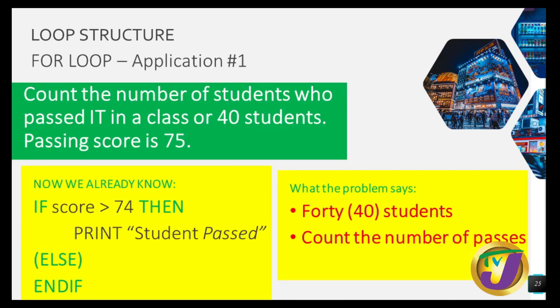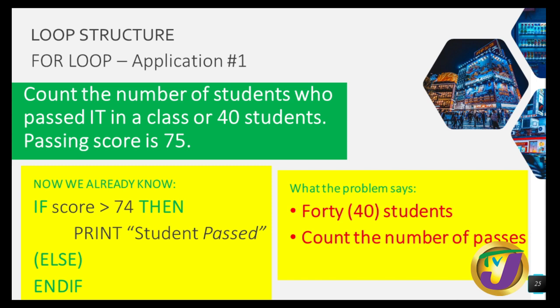We want to use the very same example that we had with the if statement. But in this particular question, we want to change it so that we can do a count for a number of students. In this case, it's 40. So we are saying, count the number of students who passed IT in a class of 40. And the passing score is still 75. So we have now changed the problem to now reflect the use of a for loop, just to count the amount of students.